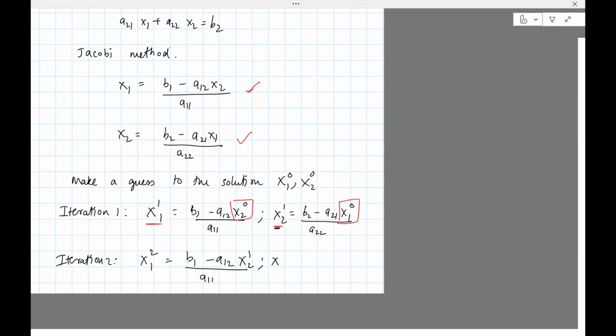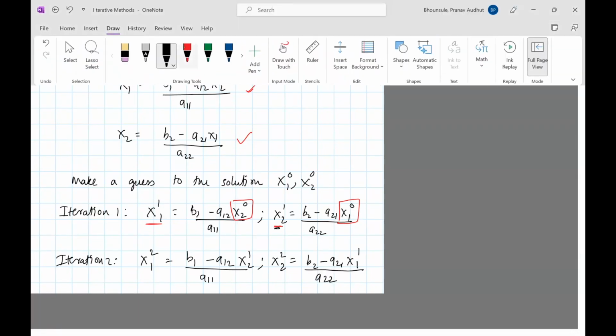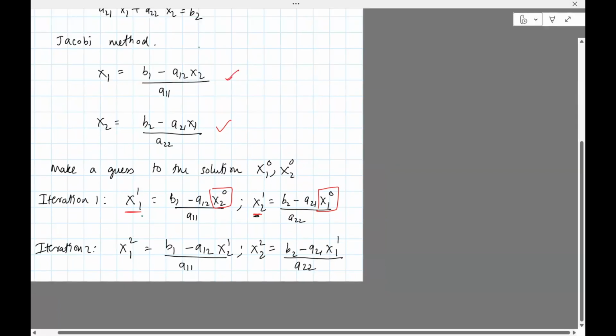a11, x2^2 was b2 minus a21 x1^1, a22. So that's from iteration 1. And this gives you values for iteration 2. And you just keep doing that till some termination.